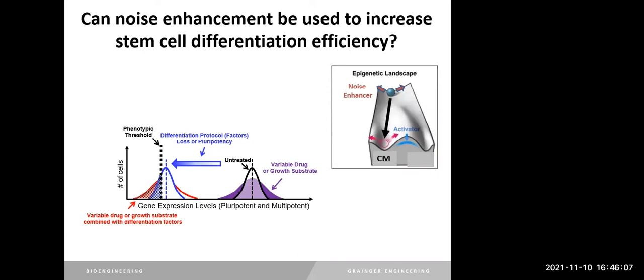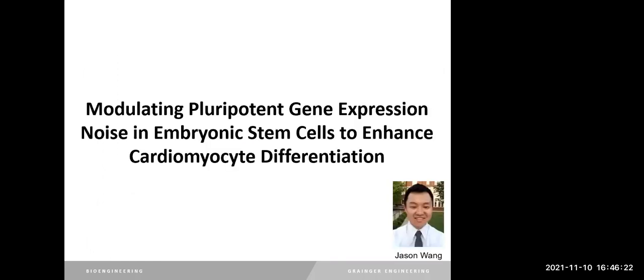So back to the Waddington landscape, this would be similar to enhancing noise of the pluripotent state that's at the top of the hill and getting more cardiomyocyte differentiation at the bottom of the hill. So this is a project that's been led by Jason Wang from my lab on modulating pluripotent gene expression noise in embryonic stem cells. Specifically, we've been working on mouse embryonic stem cells to enhance cardiomyocyte differentiation.